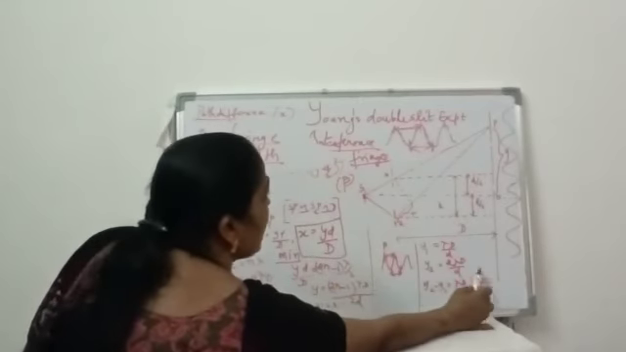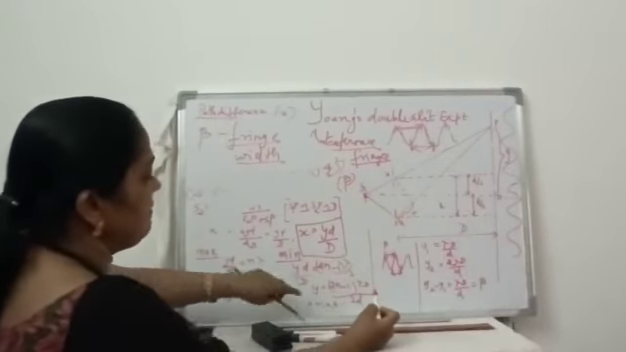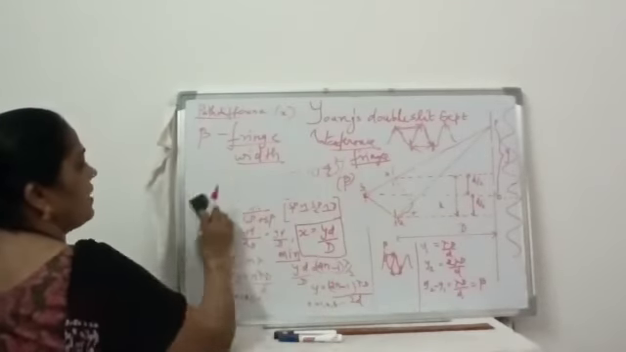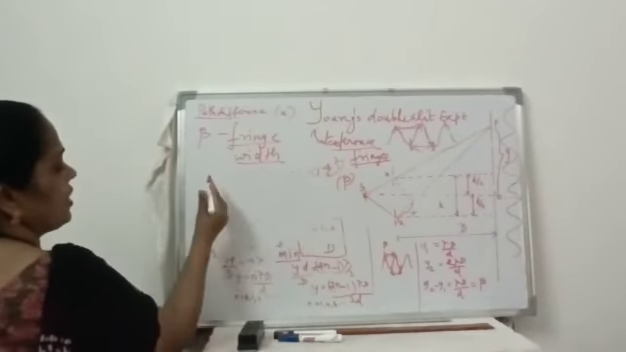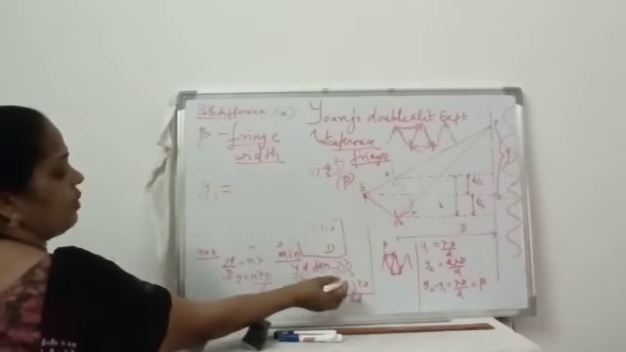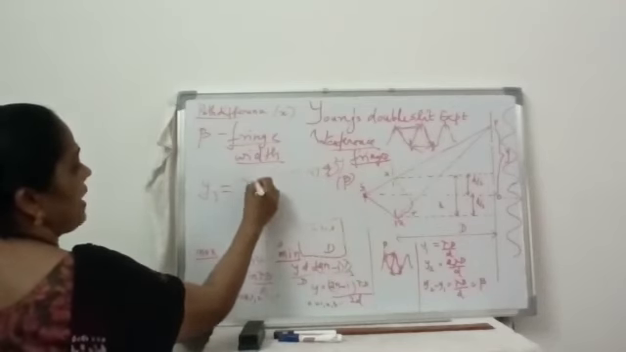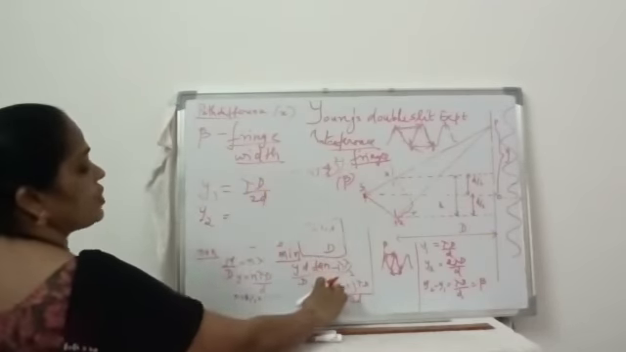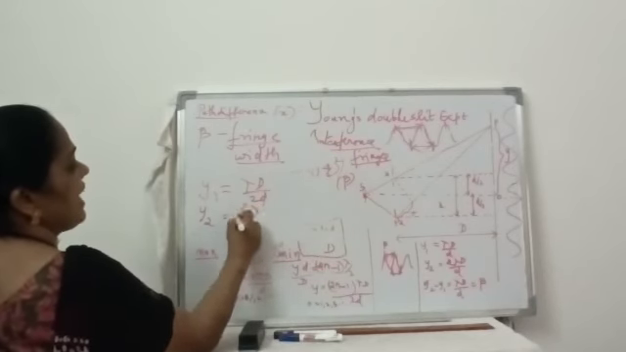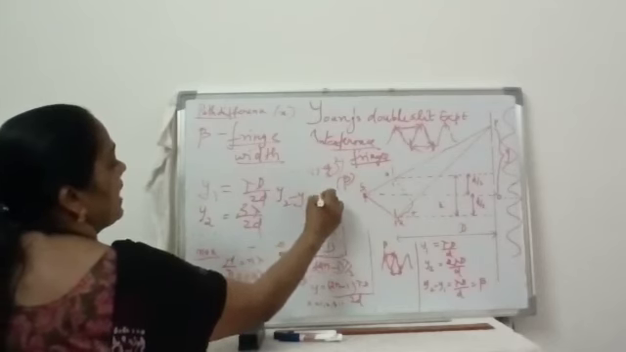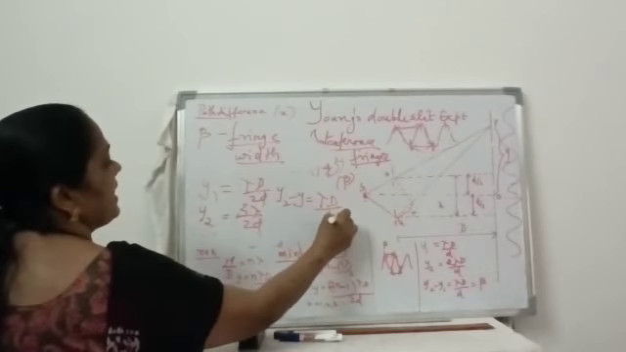This beta is called the fringe width. Similarly, in this expression, substitute for y1 and y2. What is y1 when you substitute n equal to 1? You get lambda D by 2d. Substitute n equal to 2. So 4 minus 1, you get 3 lambda D by 2d. So what is y2 minus y1? It is equal to lambda D by d.